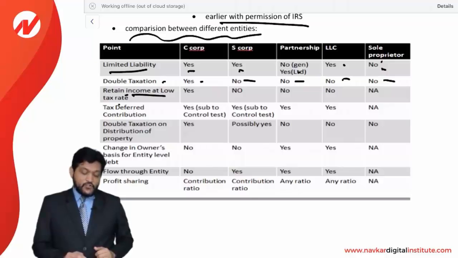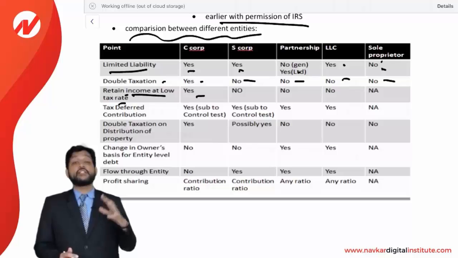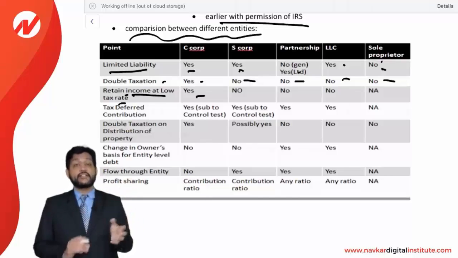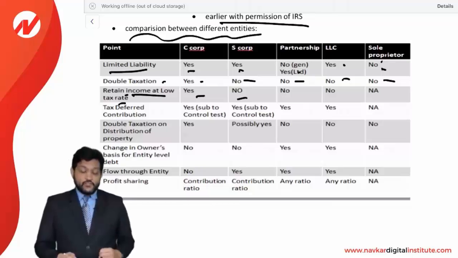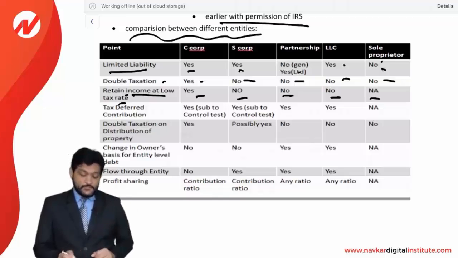Retaining income at a low tax rate. In a C corporation, yes, it is possible, because if you retain the income in the C corporation it will be taxed at a lower rate than the individual. So you can retain the income at a low tax rate rather than distributing to the shareholder. In S corporation, it is not possible because all the income is going to be taxed to the members. Partnership, it is not possible. LLC, not possible. Individual, it is never possible, not applicable at all.